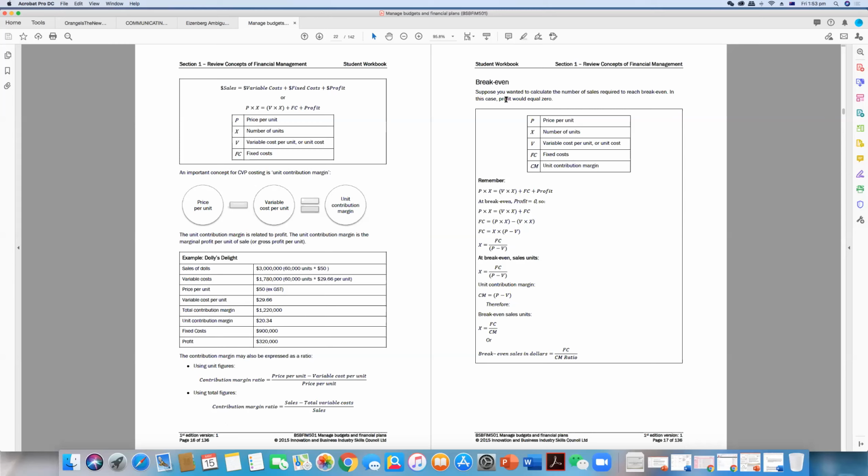And the break-even, I already explained, right? Suppose you want to calculate the number of sales required to reach break-even. You are not in debt, but you also didn't earn anything. It's equal. Which means maybe you are a new company and you don't want to lose your cost. So in this case, profit would equal zero. You didn't earn any profit, but you also don't want to be in debt. So we call it break-even. Sometimes break-even is already a good situation for a new company.